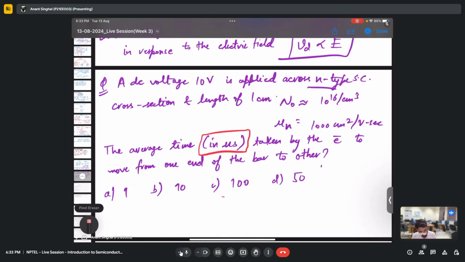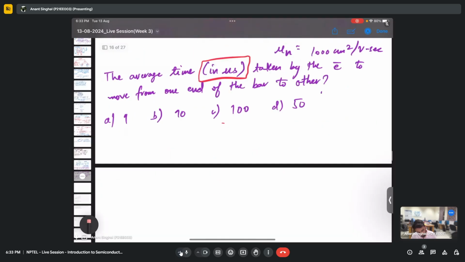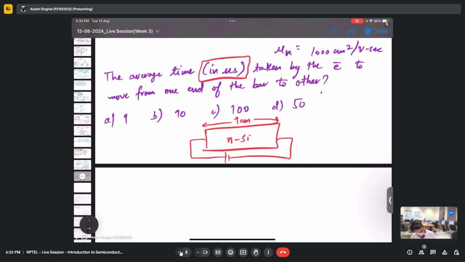So I will repeat the question again. Let's say I have a semiconductor bar which is n-type, as I've said. It is 1 centimeter in length. It has a rectangular cross section, and I have applied a DC voltage of 10 volts. What you need to find? You need to find the average time.